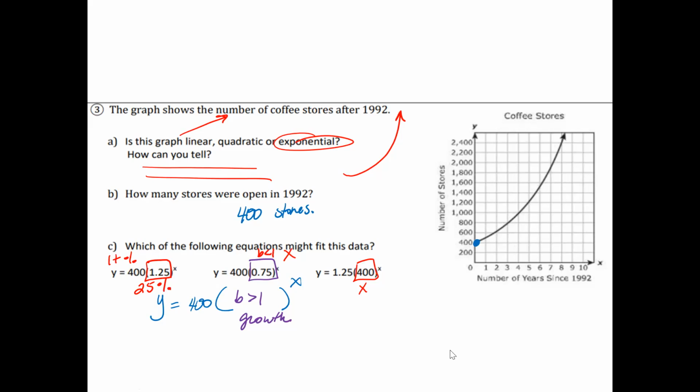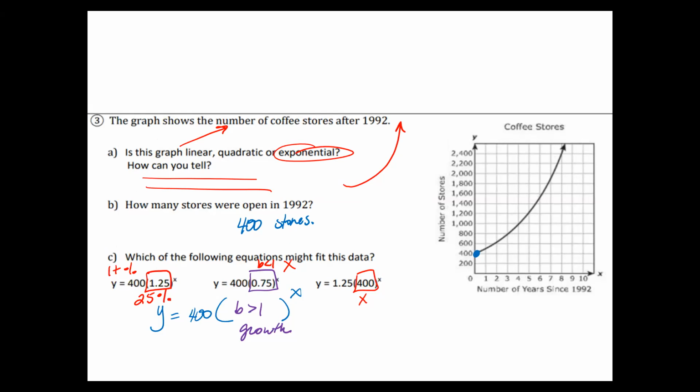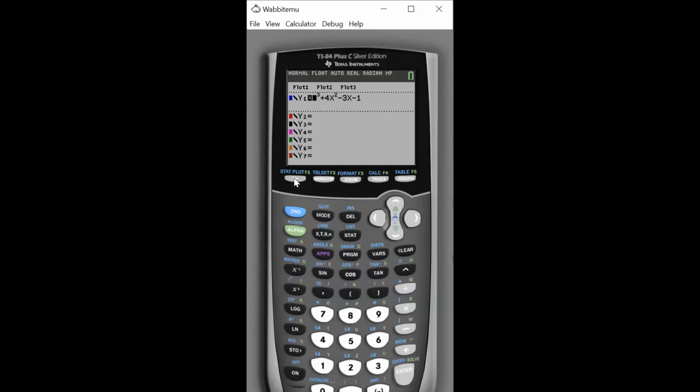Another way that you can do this is you can also just graph it. This is where you're going to grab your graphing calculator. So here's mine. I'm going to turn mine on and then go to y equals, and you're just going to graph 400 parenthesis 1.25. Make sure there's a point, or else your graph doesn't look right.